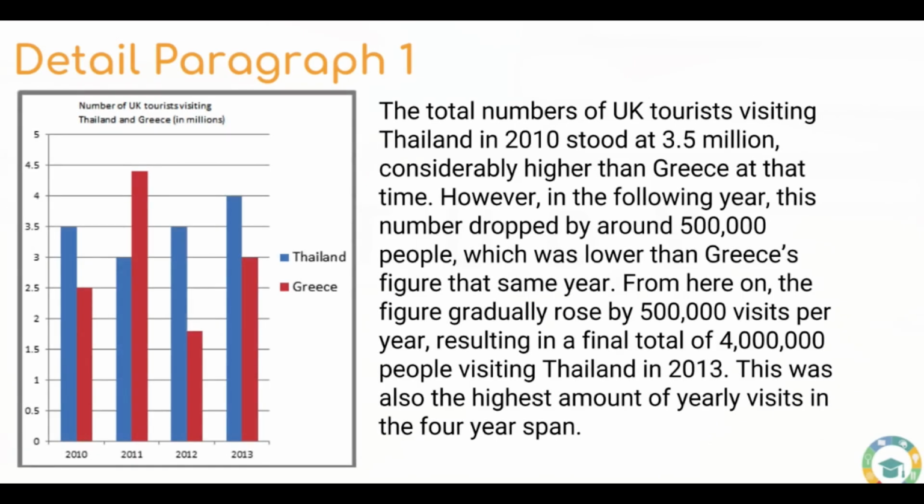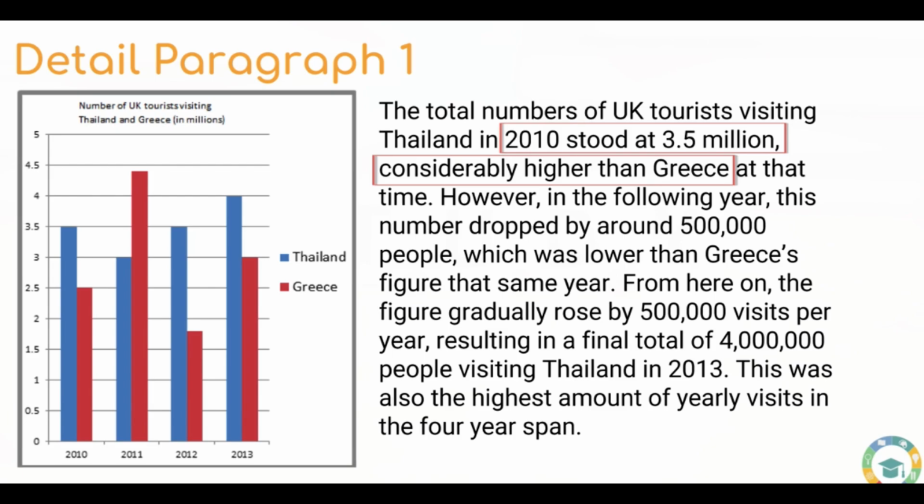Here is my first detail paragraph. Now, it's very important in both detail paragraphs to really describe in detail all the facts and figures. As there's only 2 countries in the bar chart, I've described each year with the major trends and differences. In my first sentence, I gave the total of UK visitors to Thailand, but also made a comparison with Greece, saying that Thailand's total was higher.